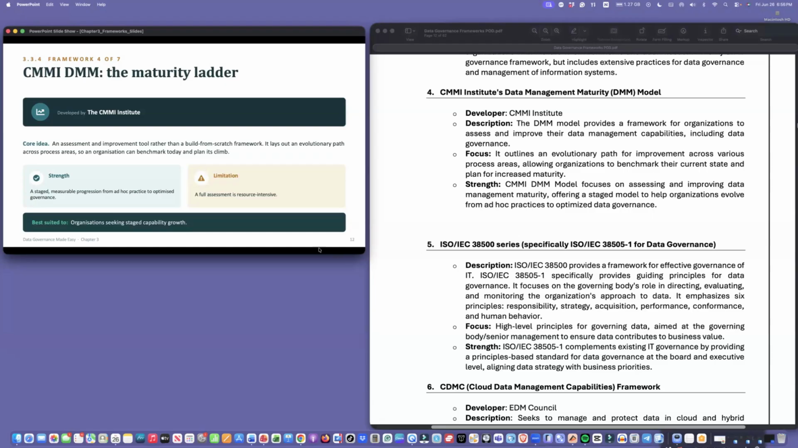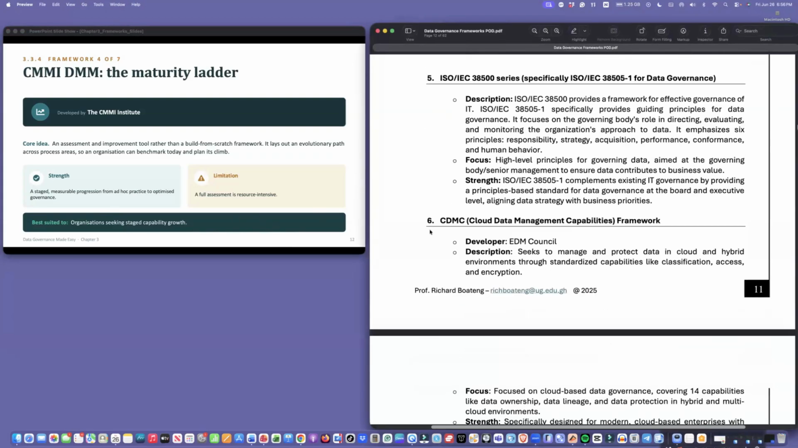Okay, I don't see any other questions. So let me continue. Having levels means that the DMM, the data maturity model, has staged, measurable progression from ad hoc practice to optimized governance. So that's why you see the minimum is the ad hoc practice. The maximum, which I think is level 5 or level 6, is the optimized governance.